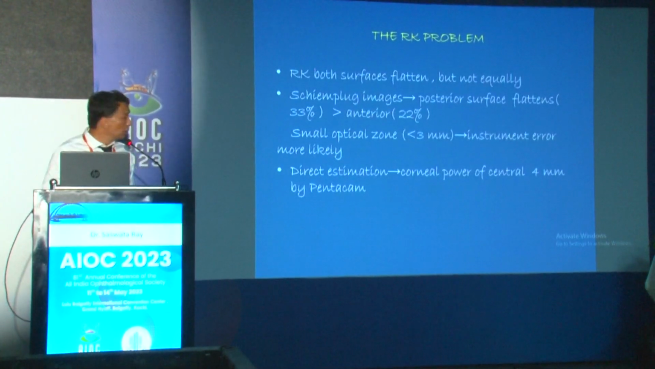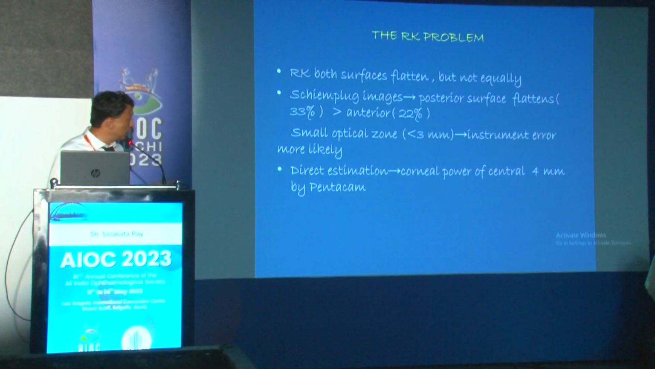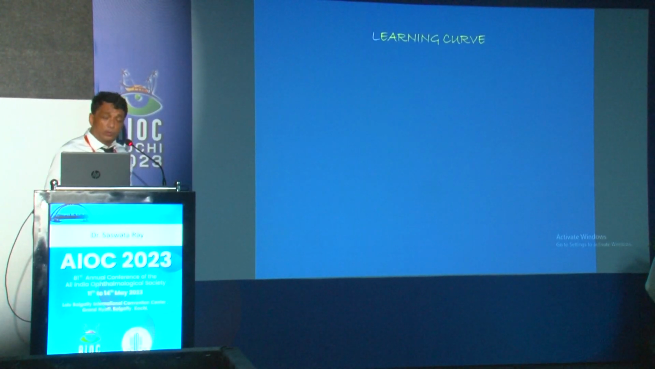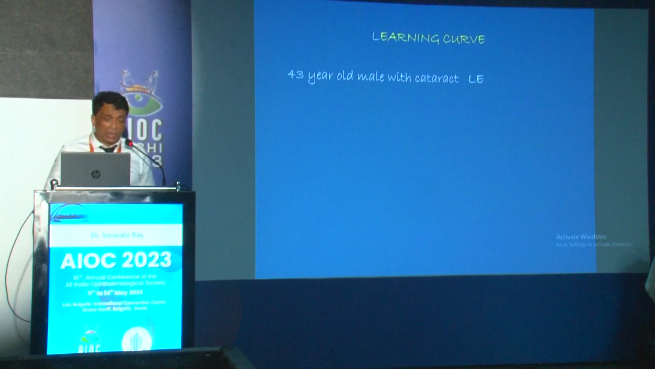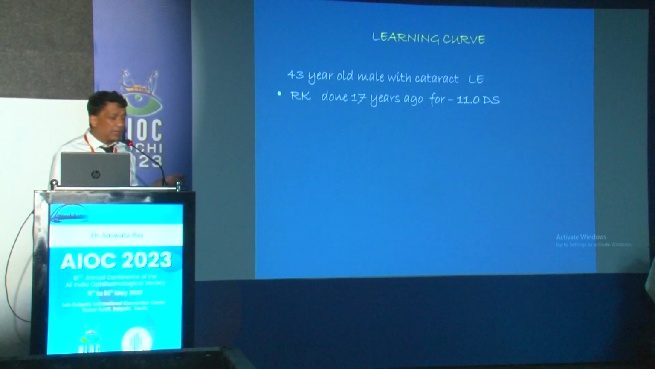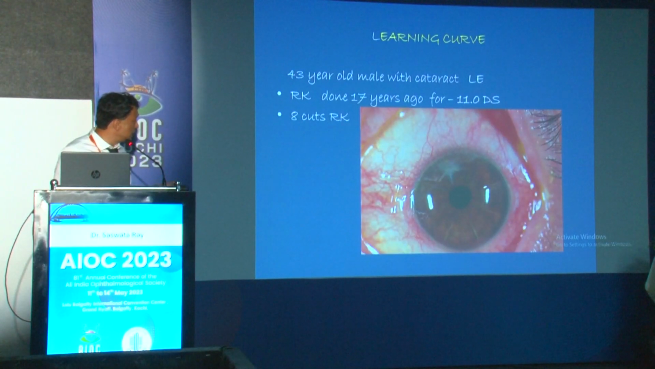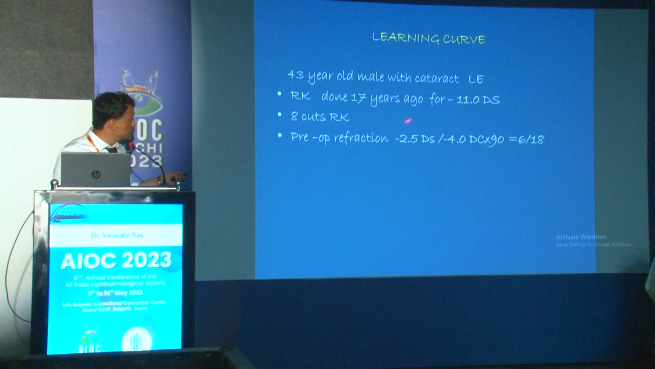Again, we do the same thing, estimate the corneal power, fill up the formulae, and if you don't do that, look at a case report published recently. A 43-year-old male with a left eye cataract, RK done 17 years back for -11 and 8 cuts RK. Pre-op refraction was -2.5 with -4. This is before the cataract. K1 is 50.1, K2 38.5, axial length 30.5.